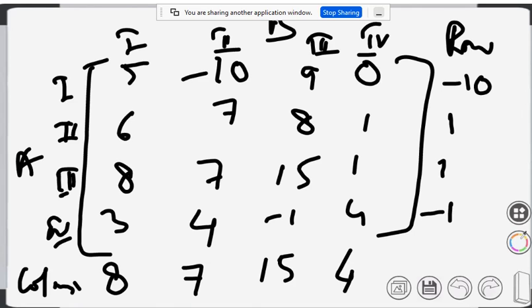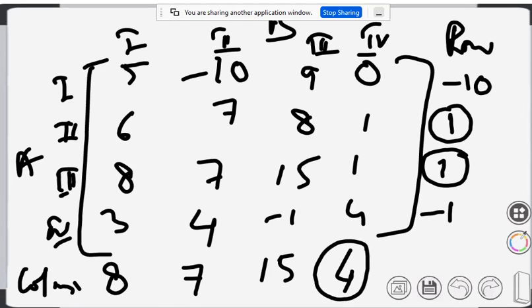Then we have to check the maximum of row minimum. So what is the maximum of row minimum? It's 1. Here there are two ones. So maximum of row minimum is 1 and minimum of column max is 4.